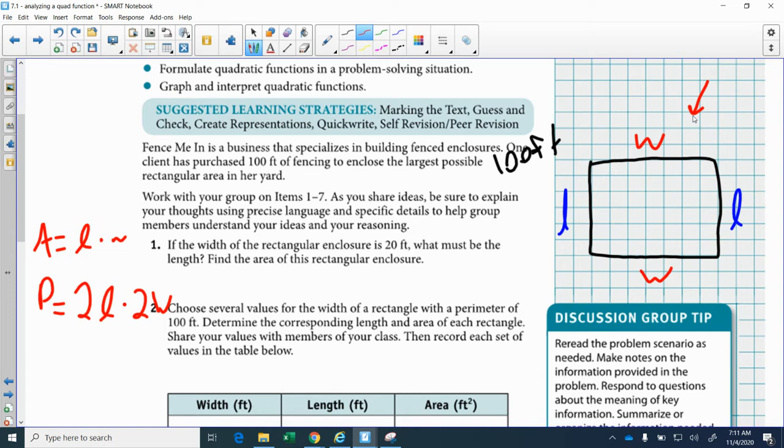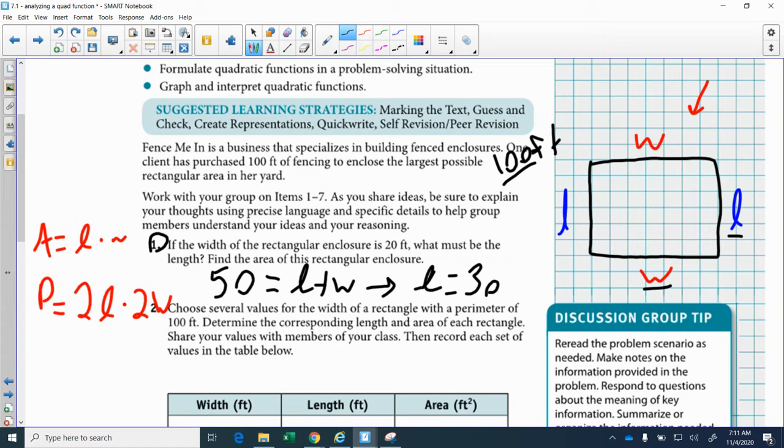One of the things you want to think about is that this width and this length added together have to equal half of that, okay? So that's telling me, for number one, 50, which is half of 100, has to equal length plus width. If they're telling you the width of the rectangle is 20, that tells me the length has to equal 30, because 20 plus 30 has to equal 50.